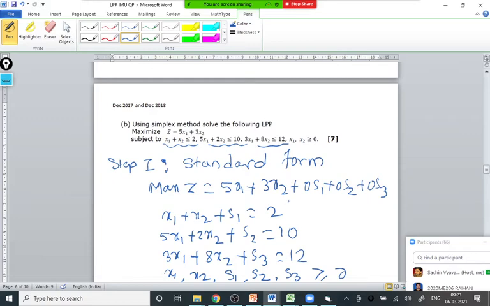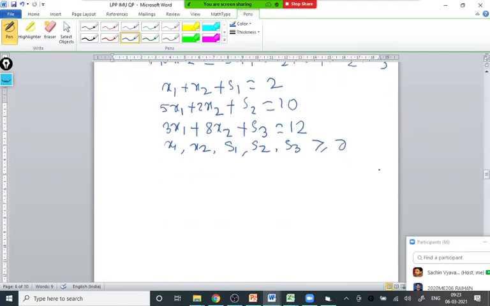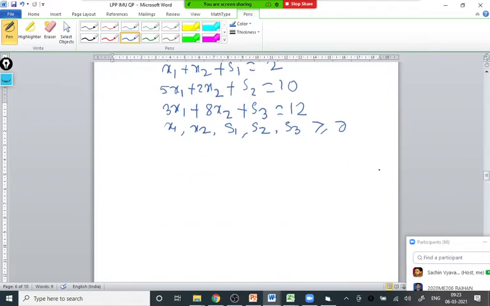So this is the end of our standard form. We just finished the standard form. Any doubt in converting to the standard form? No, sir. So step 2, initial table. Yes, sir, we should write the Cj first. Very good. Step 2, initial table.